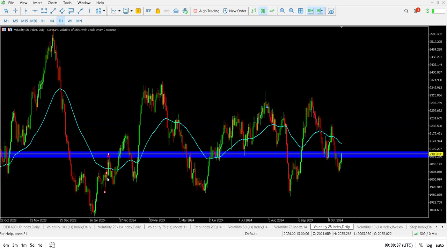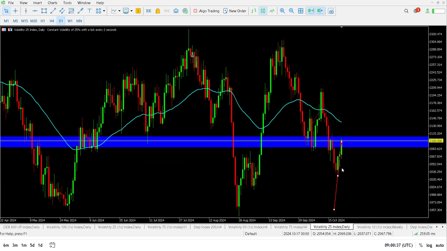You can see right here, when we're beneath the level, we tested the level and it held up as a resistance. Right here, you can see the break below the level, a quick retest of the level, and then the level held up as a resistance. And now we're doing the very same thing again, right, guys? We're having the daily retest of the level from the downside. In this case, a previous level of support broken, expected to now act as a new resistance.